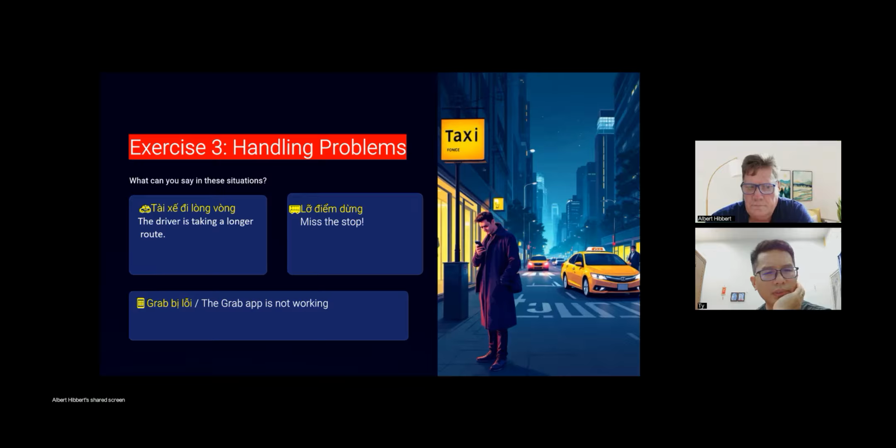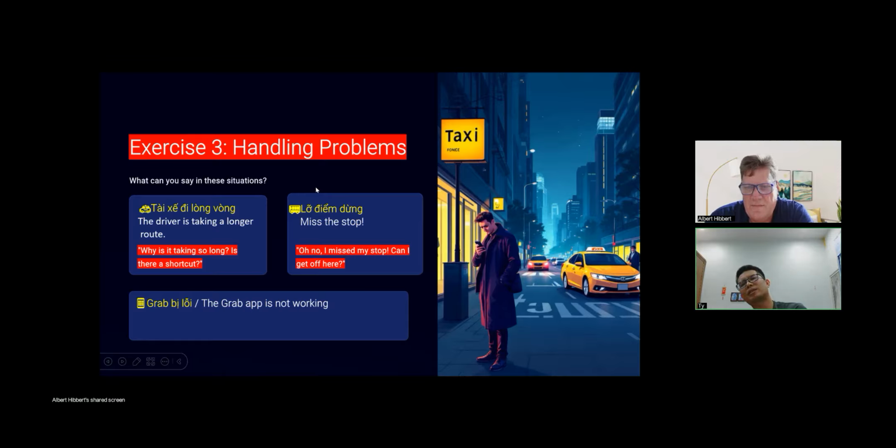You can ask this question: Why is it taking so long? Is there a shortcut? Right. Now the driver missed the stop where you want to get off. Oh no, I missed my stop. Can I get off here? Okay, that is when you're on the bus.